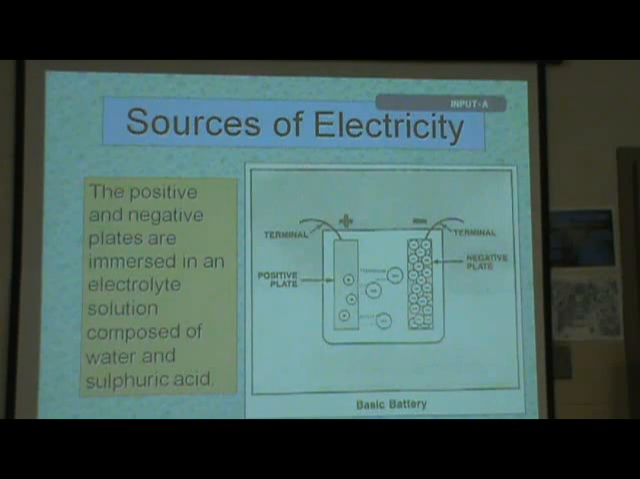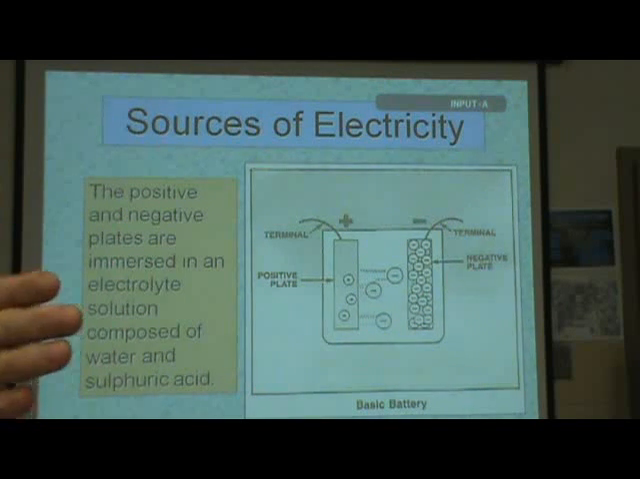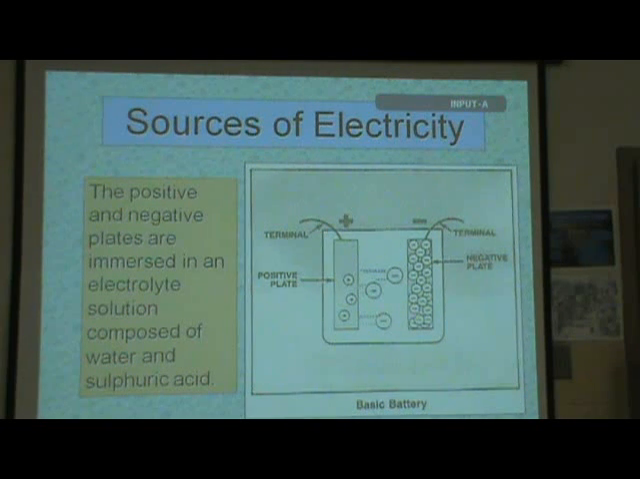When positive and negative plates are in an electrolyte solution, what's an electrolyte? It's something that's not balanced. Water's got a pH of what? A pH of 7. Exactly right. So if you go down, you got acid. You go up, you got alkaline. It's easy to forget one way or another.